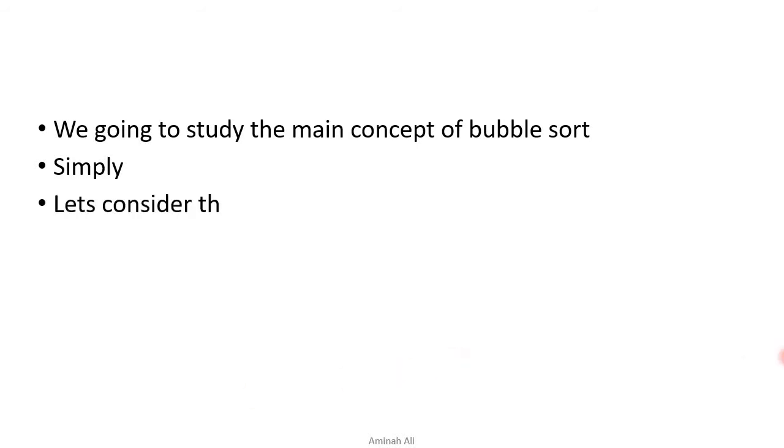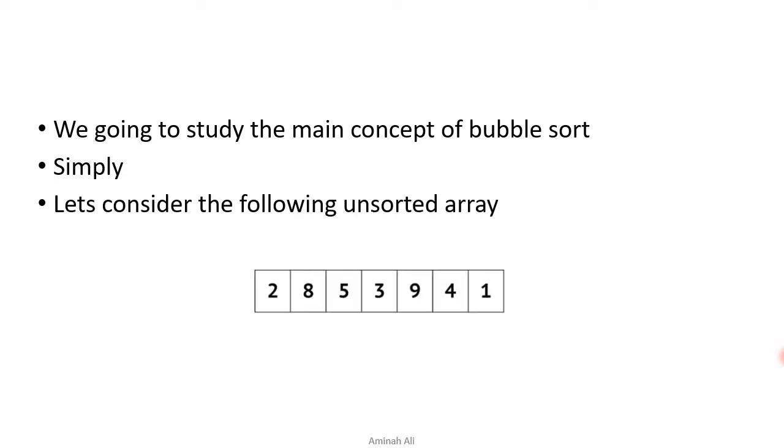Simply, let's consider the following unsorted array. This is our array and we have to sort it using the bubble sort. One thing you must keep in mind is that we are not concerned about the coding of the bubble sort right now, the pseudocode, the algorithm or anything like that. First of all, we need to understand how bubble sort actually works. What is the main functionality? How does it sort the array?